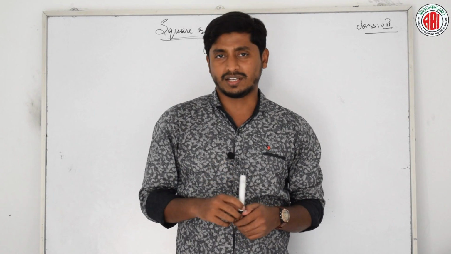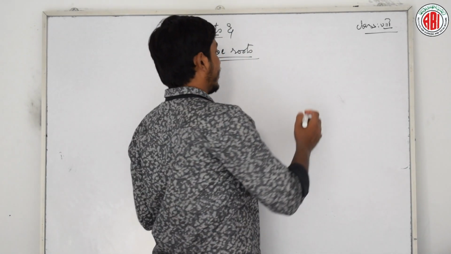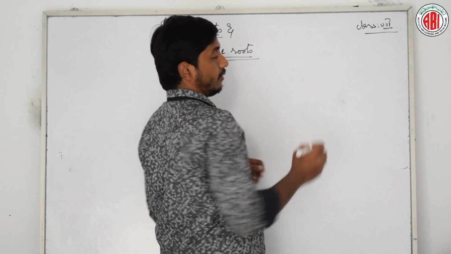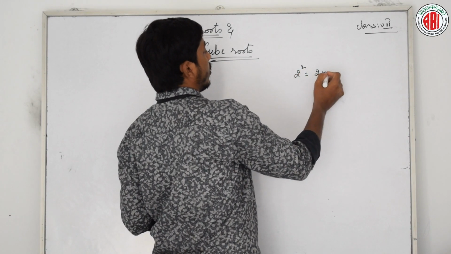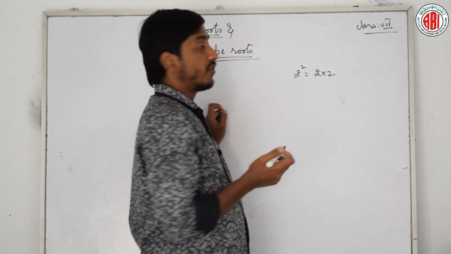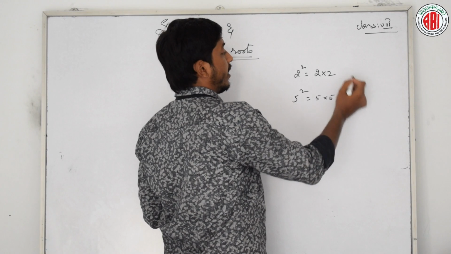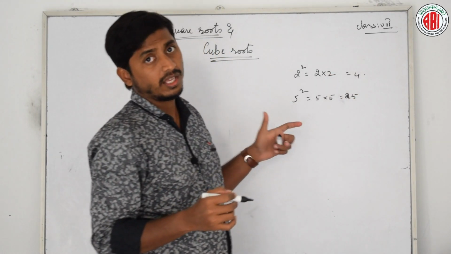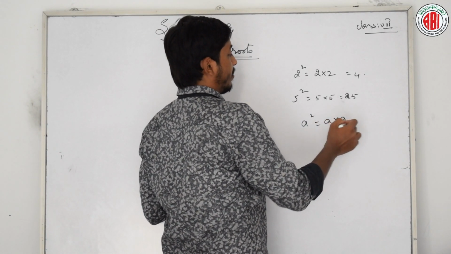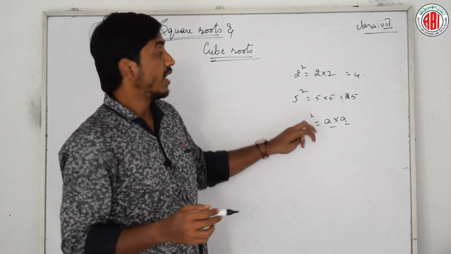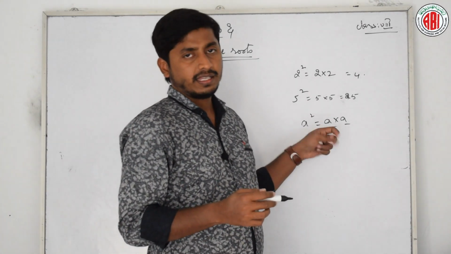You already know what is a square. Can someone tell me what is a square? A square is multiplying the same number to itself. For example, if I want to find the square of 2, I will write it as 2 into 2. If I want to find the square of 5, I will write it as 5 into 5. This is 25 or this is 4. Which means a square of any number can be written as a number multiplied with the same. If I want to find a square, that is nothing but a into a. Is it right? Yes or no?